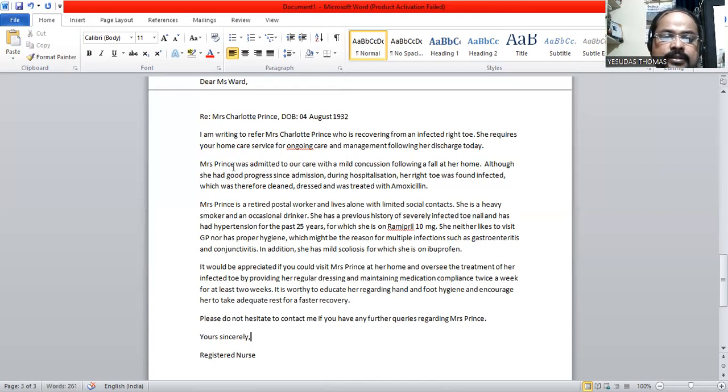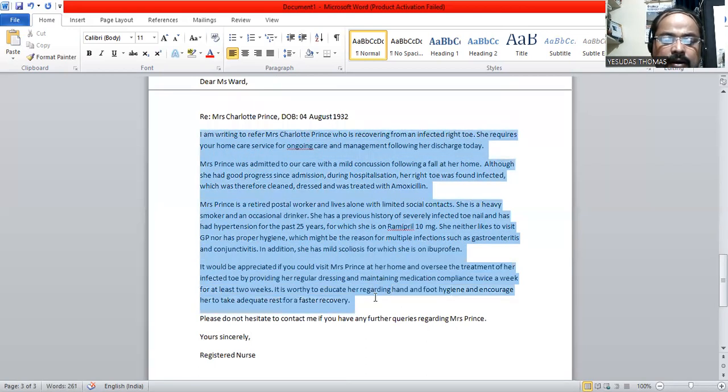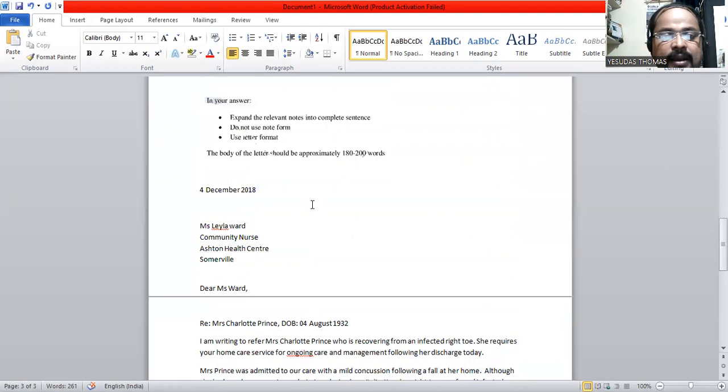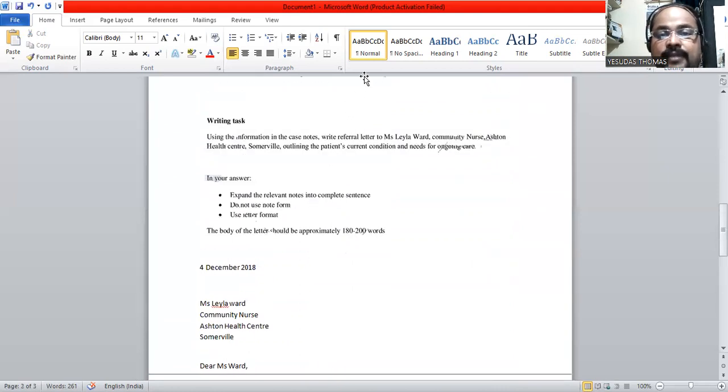And that's the total presentation. The purpose: 3 body paragraphs. The first 2 paragraphs outline her condition, and the last big paragraph outlines the requirements which she needs. Okay, and that is the end of the explanation here.